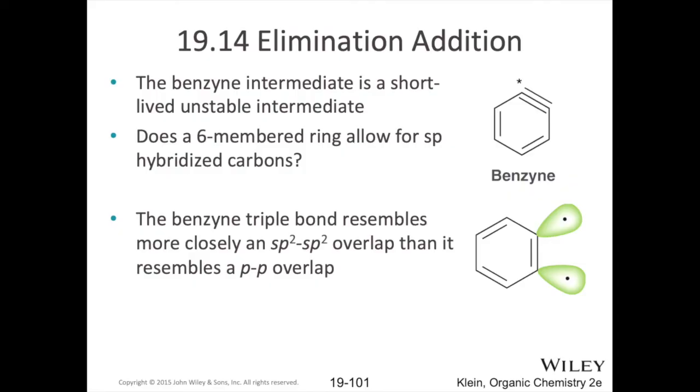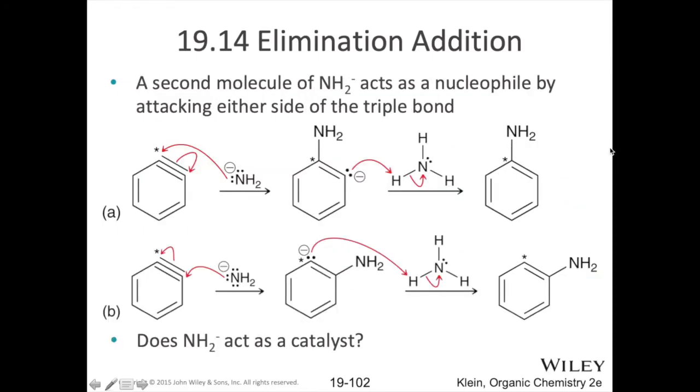If you want to understand why, again, those sp hybridized orbitals can't really overlap very well, and so we essentially have them kind of sticking out. It's almost like a diradical. All right, so that being said, it's prone to an attack.